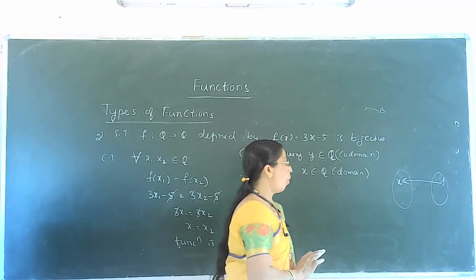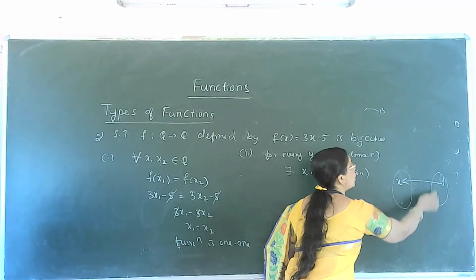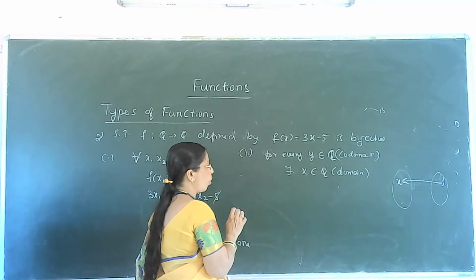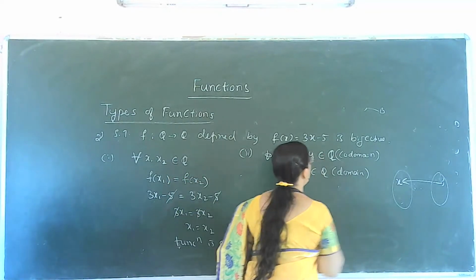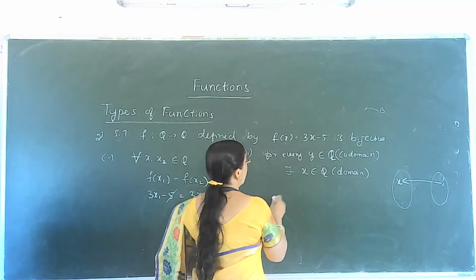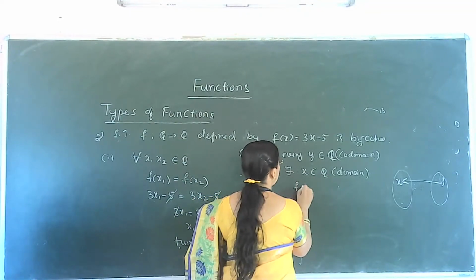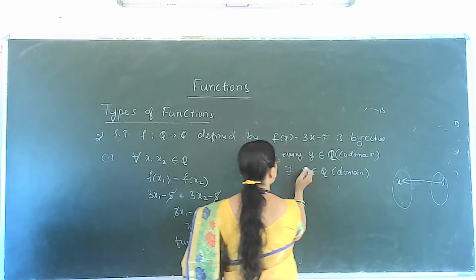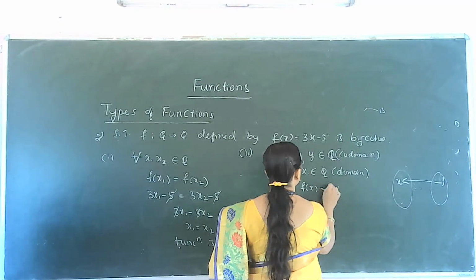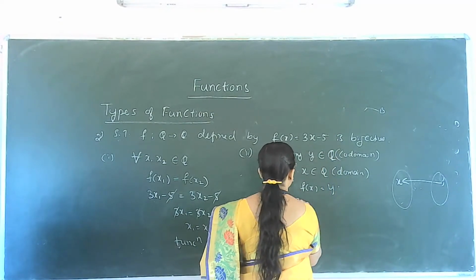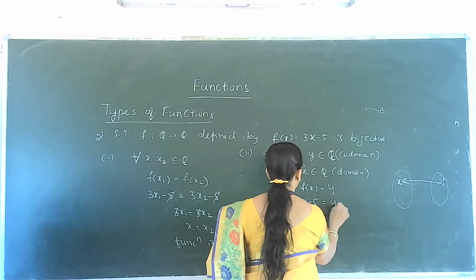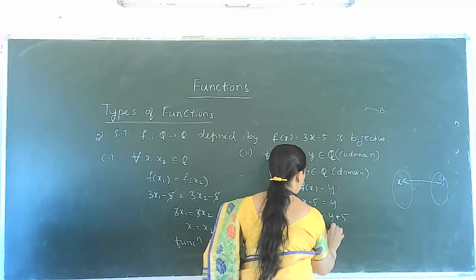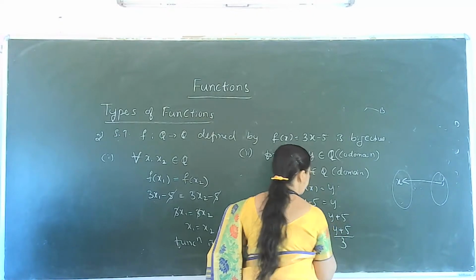Every element of Y should have a pre-image in X. Then only it is an onto function. Every element of the codomain should be the image of some element of the domain. Here y is equal to f of x. f of x equal to 3x minus 5 is equal to y. Therefore 3x is equal to y plus 5. x is equal to y plus 5 by 3.